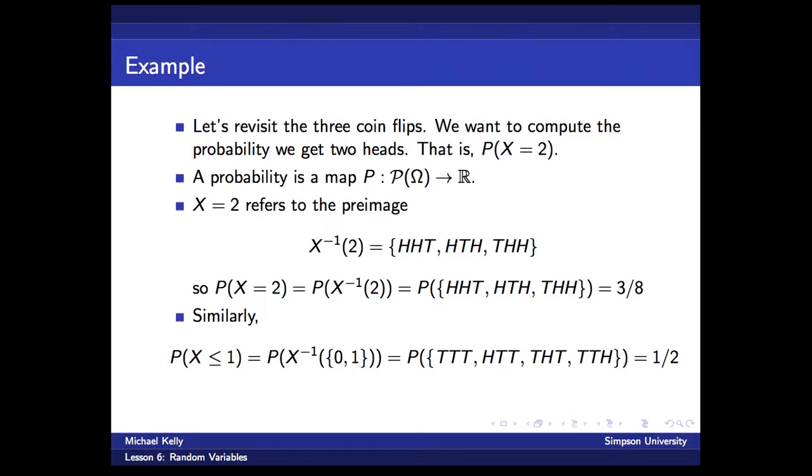Similarly, we could compute the probability that X is less than or equal to 1, or in other words, that we have 1 or fewer heads. This would be the probability of the preimage of the set {0, 1}, and the preimage of the set {0, 1} is the set of 3 tails, or 1 heads and 2 tails, and that has 4 elements out of the 8 sample points, so the total probability is 1/2. So using a preimage, we can compute the probability that X has a certain value, or lies in a certain range of values.